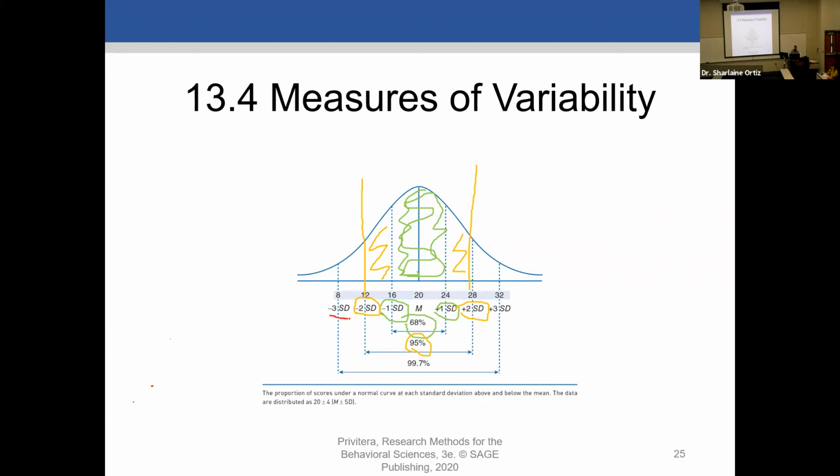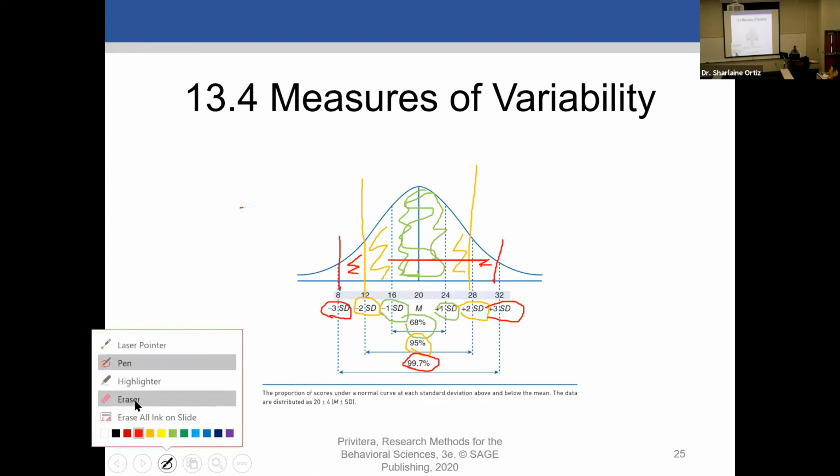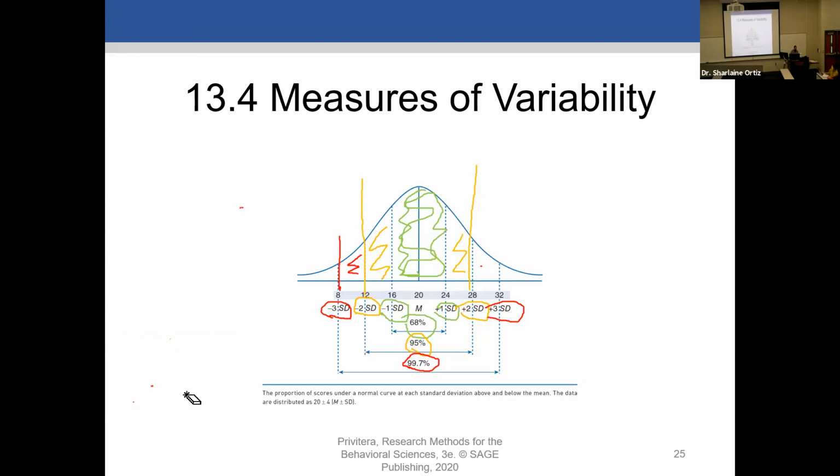Now, within three standard deviations, whether in the negative or the positive, we're going to have 99.7% of all the data. Let me see if I can erase that really quickly. There we go. Any questions about normal distribution? So notice, the more standard deviations we are talking about, the more data is being represented.